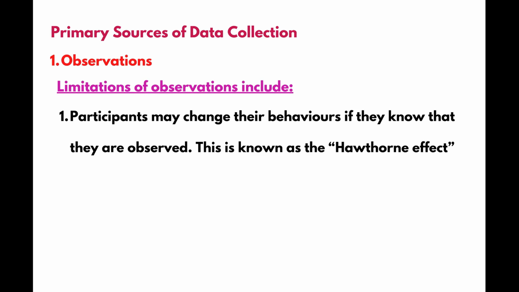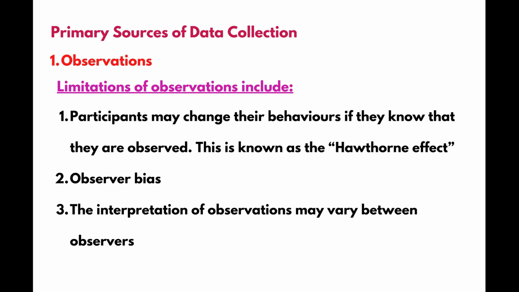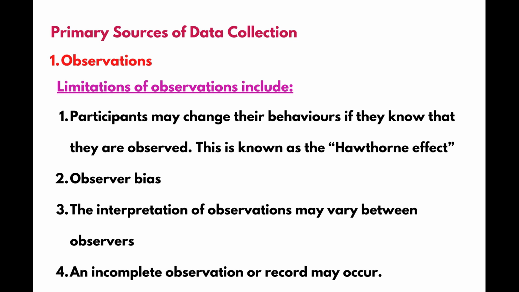Limitations of observations include: participants may change their behaviors if they know that they are being observed. This is known as the Hawthorne effect. Observer bias: the interpretation of observations may vary between observers, and an incomplete observation or record may occur.